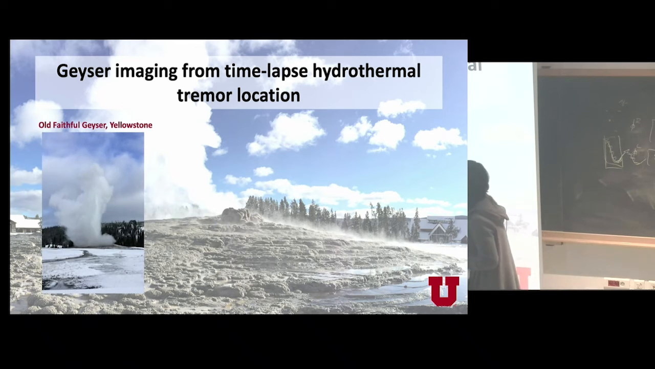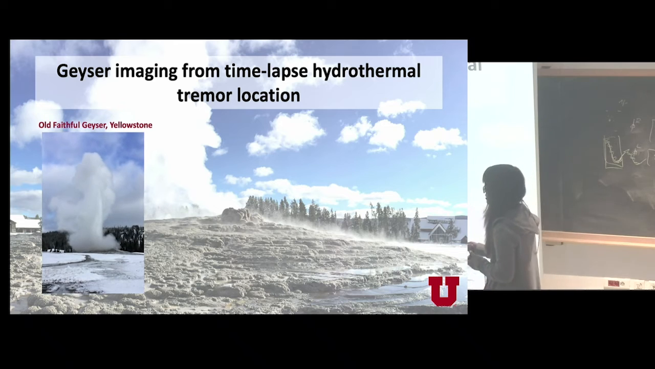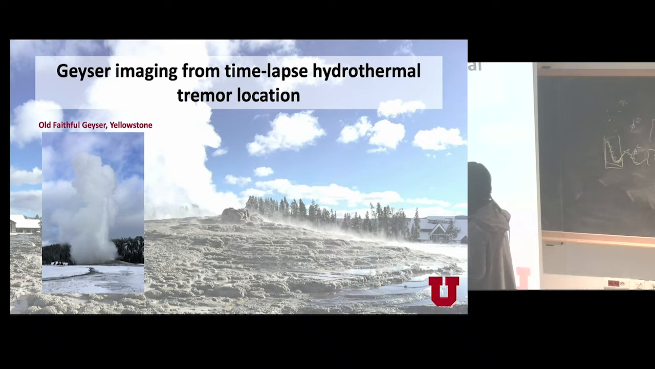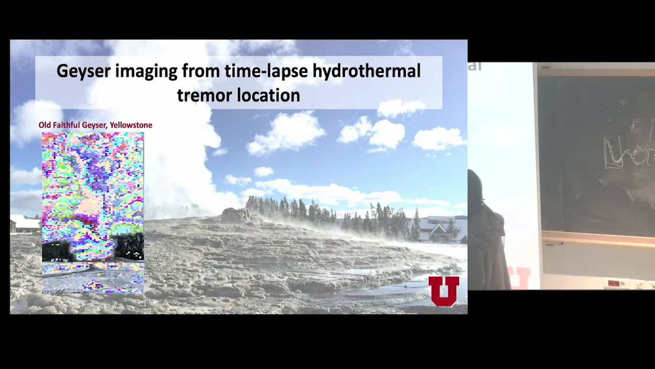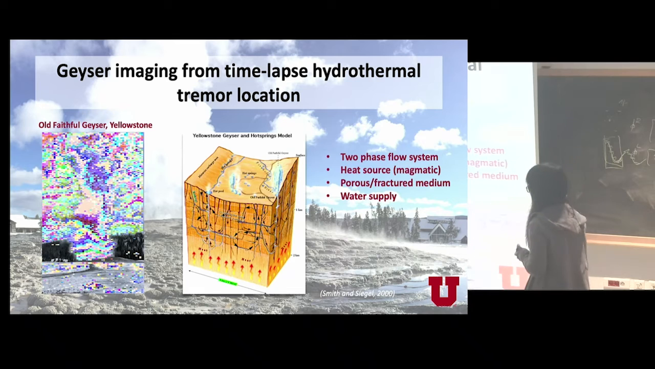It's much smaller in scale, in the top 100 meters. I will start with the Old Faithful Geyser in Yellowstone. This is the iconic geyser in the national park. It is called Old Faithful because it's periodic, erupting around every 90 minutes, and the water column can be around 20 to 30 meters high.